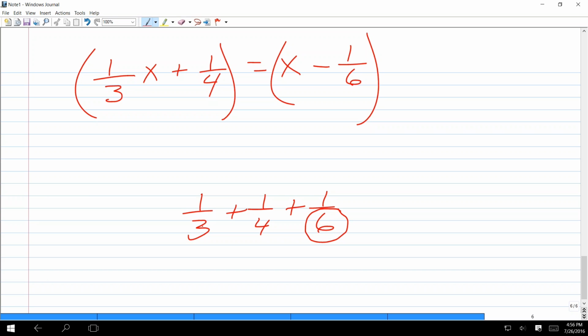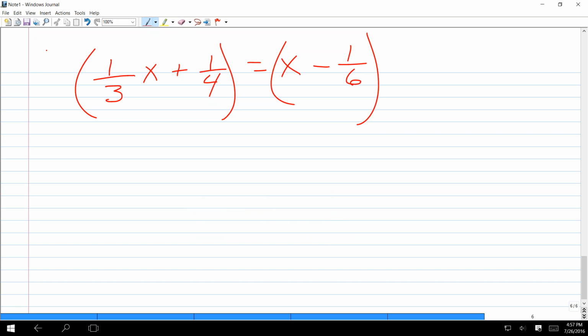Is 12 divisible by 3? Yeah, it is. 3 goes into 12 4 times. When I say divisible, I mean, does it give you a whole number answer? Does 4 go into 12? Yeah. And does 6 go into 12? Well, we know 6 goes into 12 because we counted up by 6's. So that means that 12 is the least common denominator. Well, that's what I'm looking for to solve this problem.